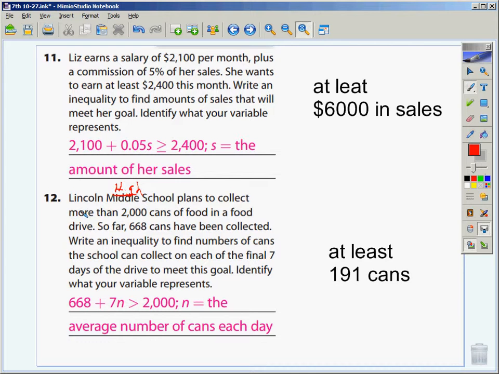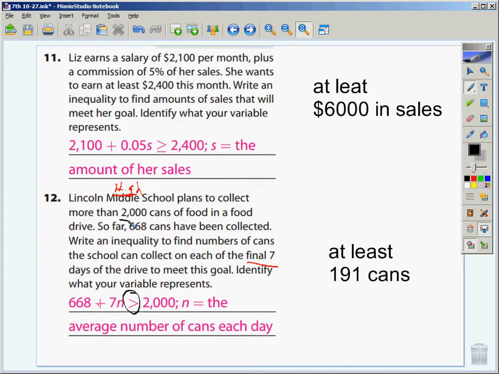So, number 12 says the school plans to collect more than 2,000 cans. So 2,000 is one total. It says so far they have 668, and they want to know how much they're going to add to that. And they have 7 days in which to do it. So it says plus 7 times however many cans I need to collect each day. Then I determine what inequality goes in between those two totals.